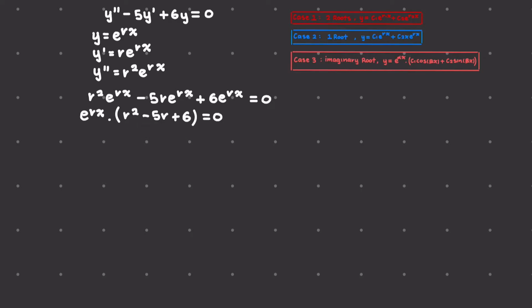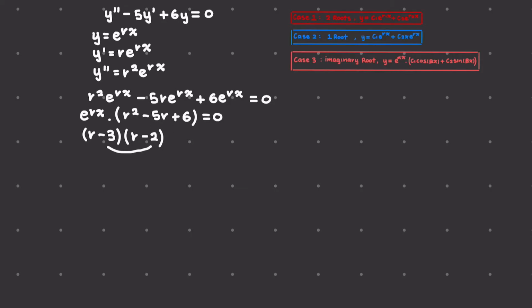So if we solve this, we get (r minus 3)(r minus 2), because minus 3 multiplied by minus 2 is positive 6, and minus 3 subtracted by 2 is negative 5 right here.